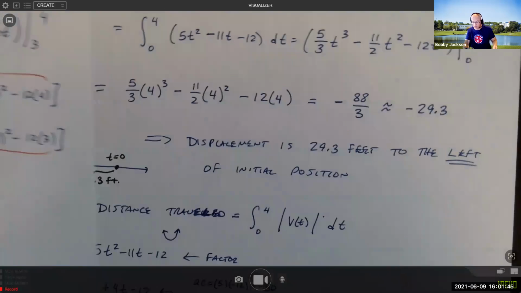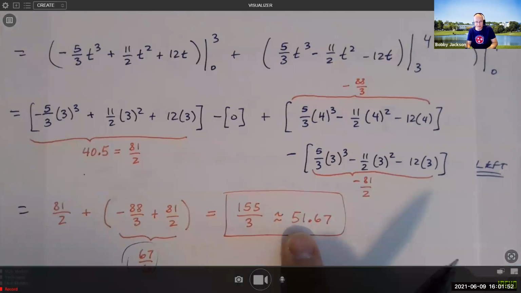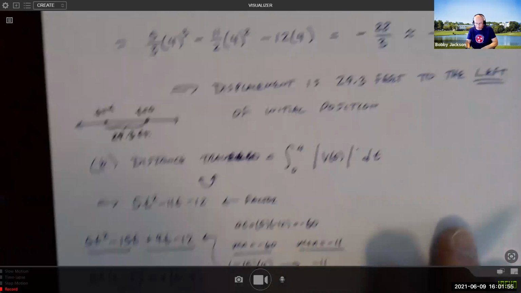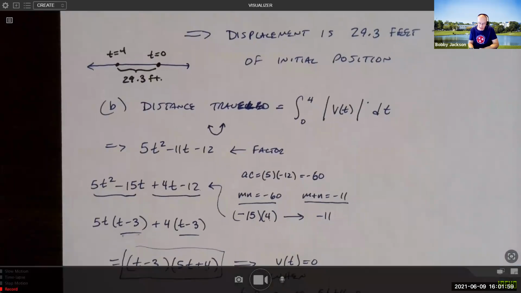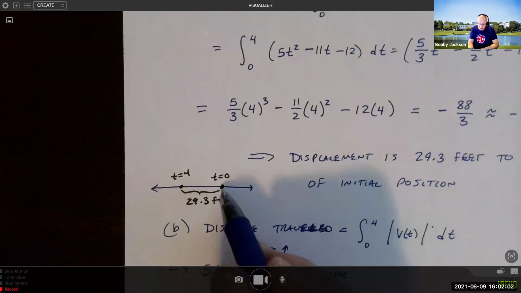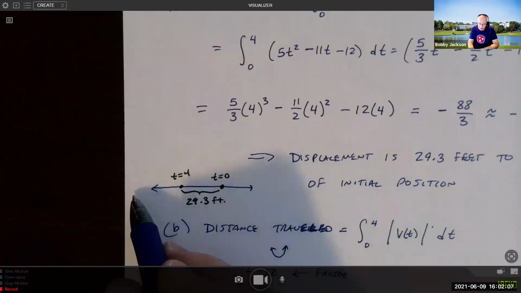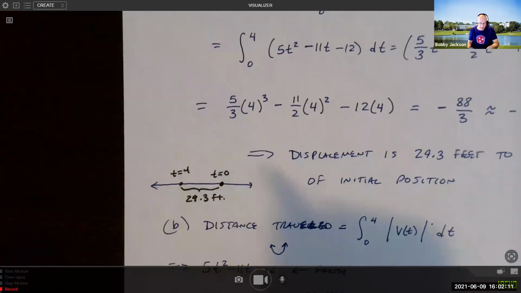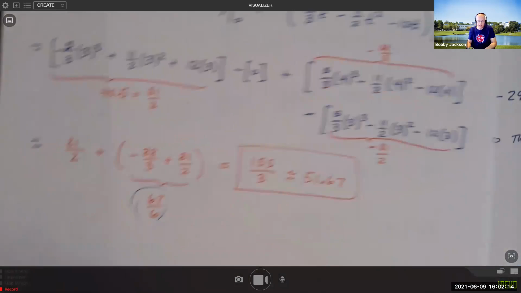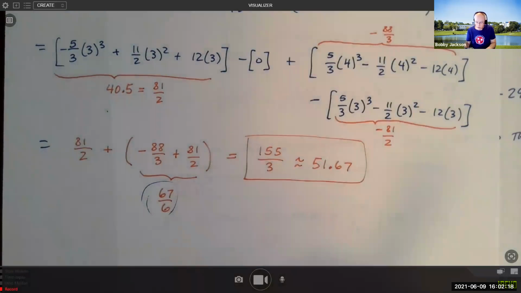So notice originally, the displacement was 29.3 feet to the left, but we actually traveled 51.67 feet. And you can see right away from the velocity that initially our velocity is negative, which means we're actually moving to the left. So initially we're moving to the left. So we must have passed, right, this location. But then at t equal 3, we turn around and come back and we get to 4. So we travel a total of, again, 51.67 feet. That would be our distance traveled as opposed to our displacement.